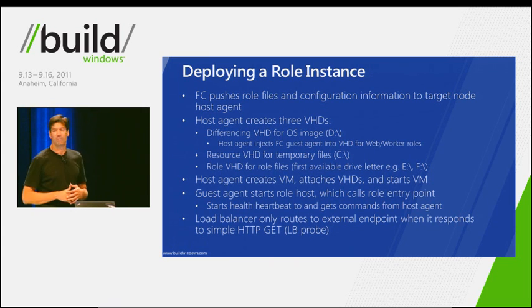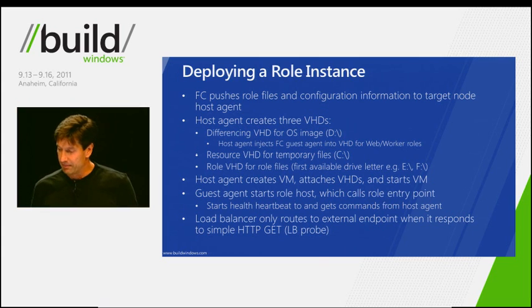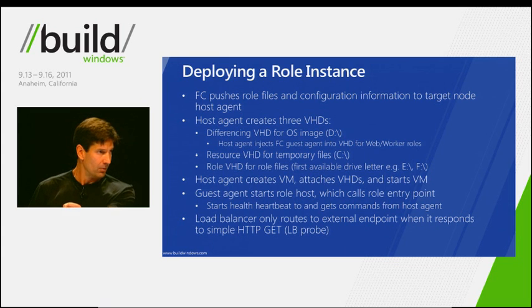You can stick whatever kind of cached stuff you want to in there. And so you end up with a certain level of drive letter configuration, C, D, and E or F. The role VHD is mounted as volume E or F, depending on whether you did an update or not. Because when we go through an update, we leave the current VHD attached for your current role code. We create a new VHD for your new role code.